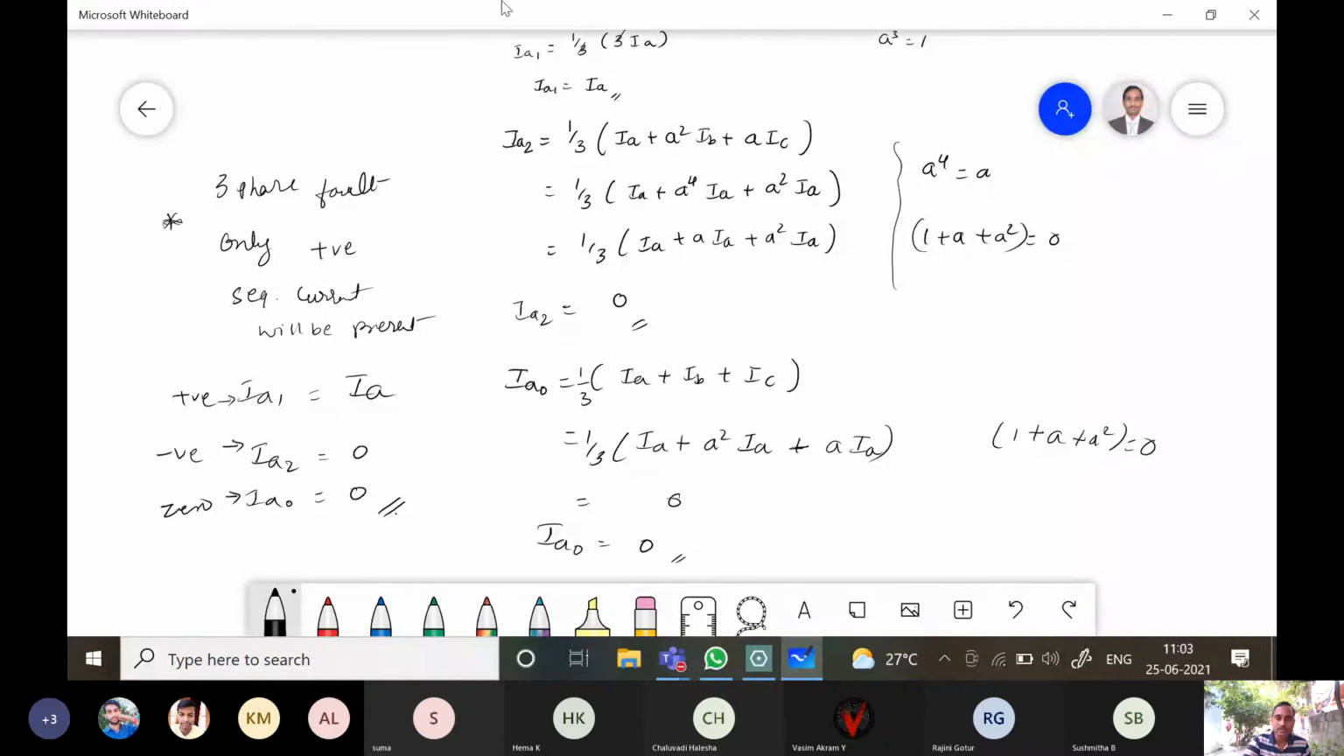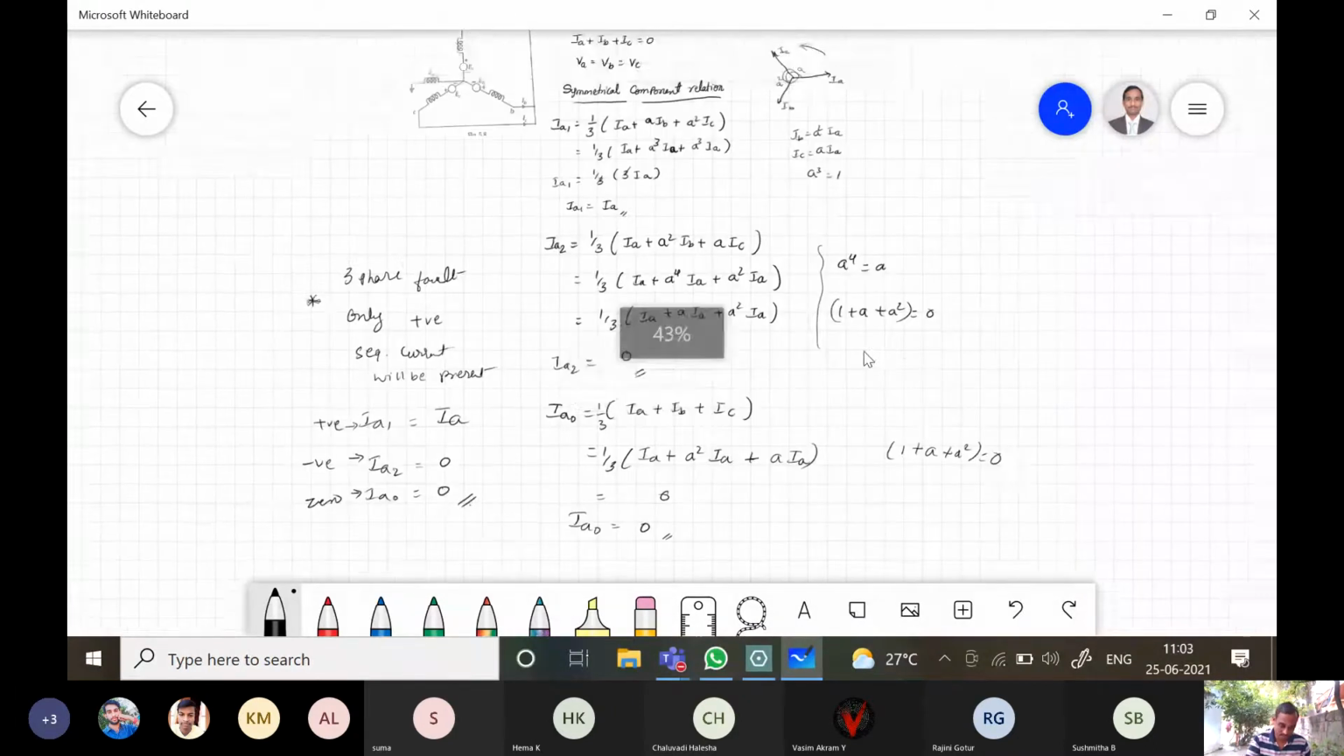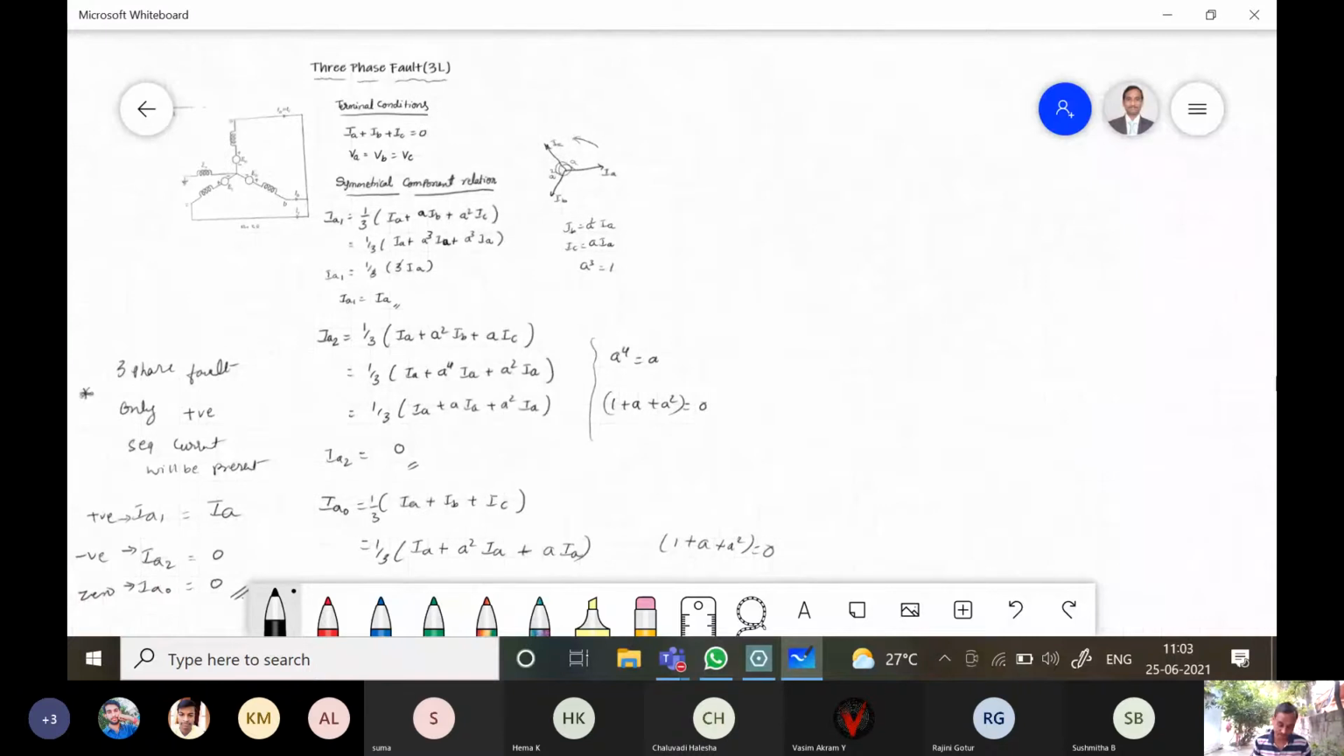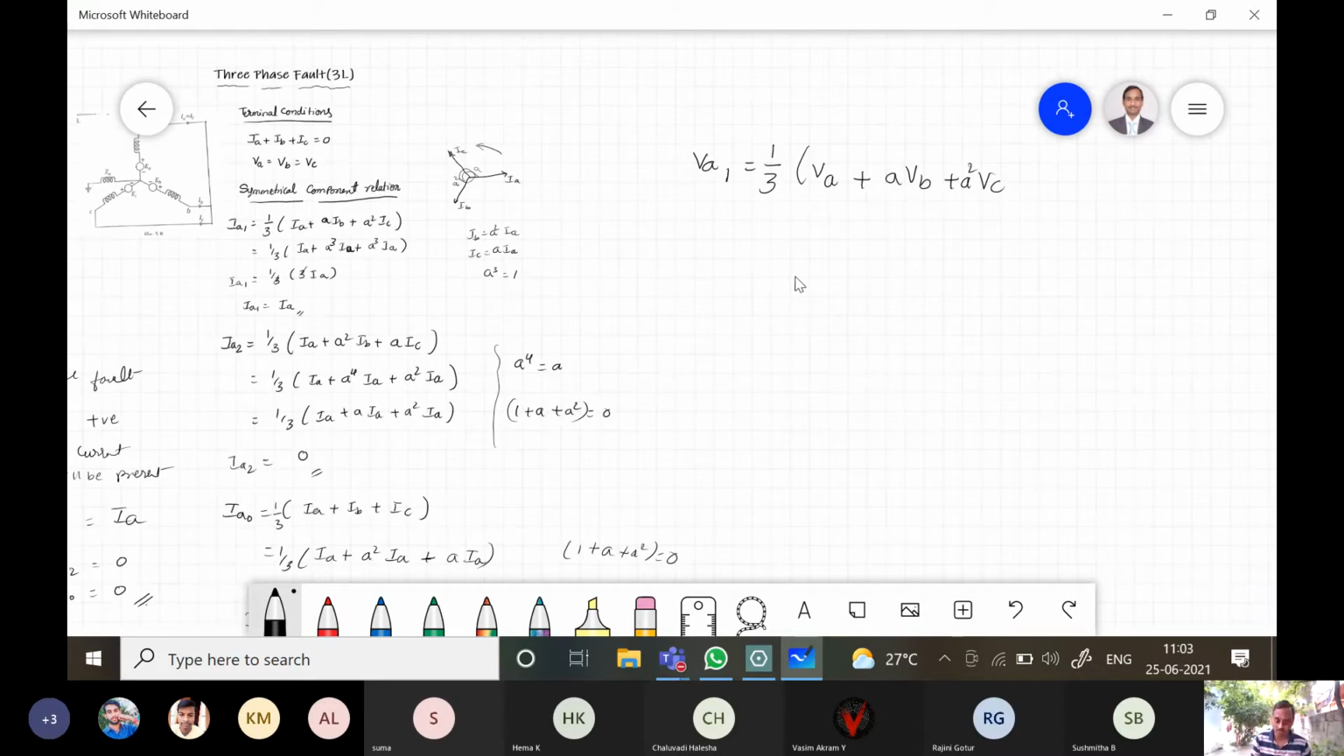Now we need to write the sequence components of voltages. What are those? VA1, VA2 and VA0, right? So VA1 is equal to 1 by 3 times of VA plus A into VB plus A square VC.